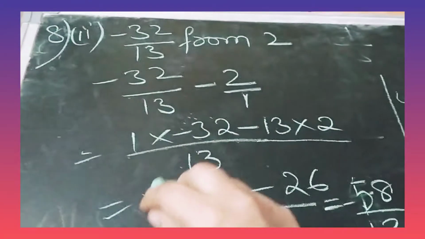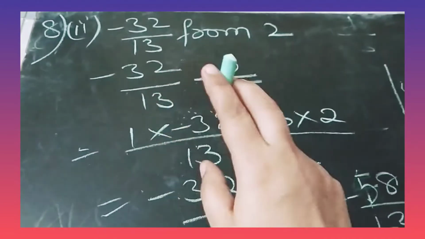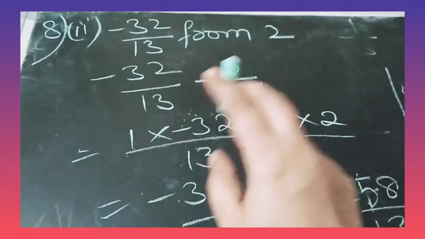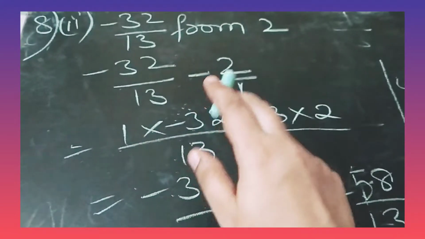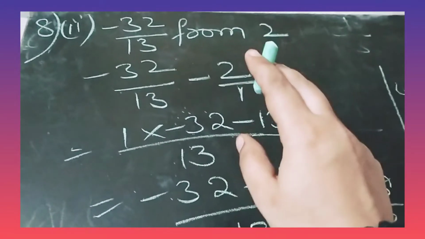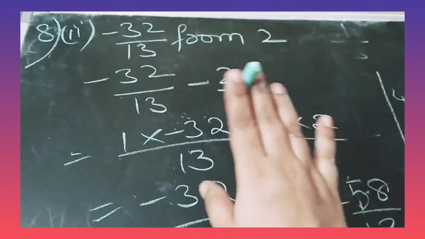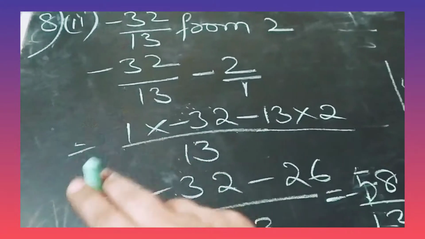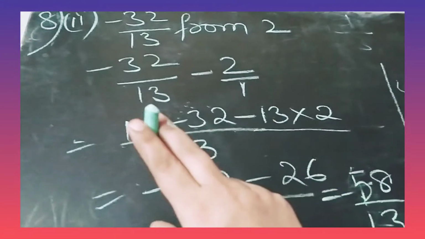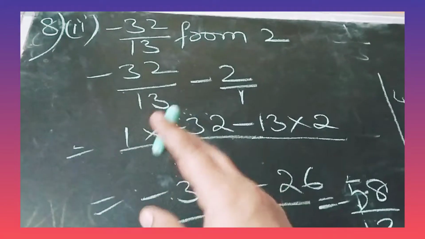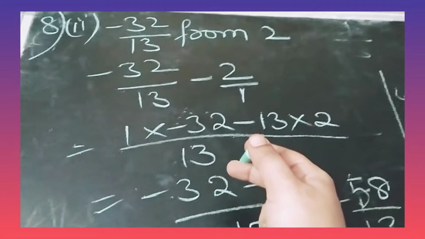Second part of the 8th sum: subtract 32 by 13 from 2. Minus 32 by 13 from 2. Minus 32 by 13 minus 2 by 1. If a number is not there in the denominator, you have to write 1. Now minus 32 by 13 minus 2 by 1. Again here we'll take the LCM. Number is not there, so we have to take 13 only. The LCM is here 13.